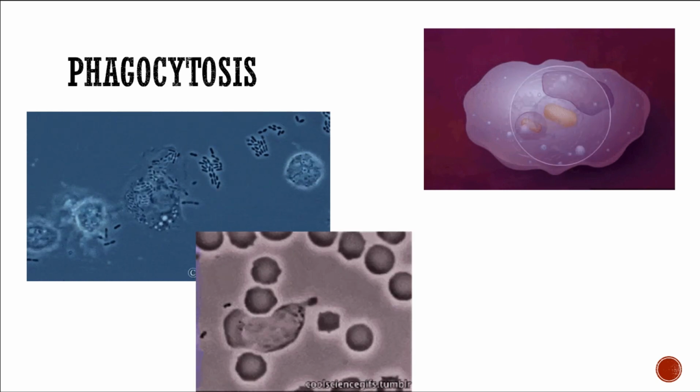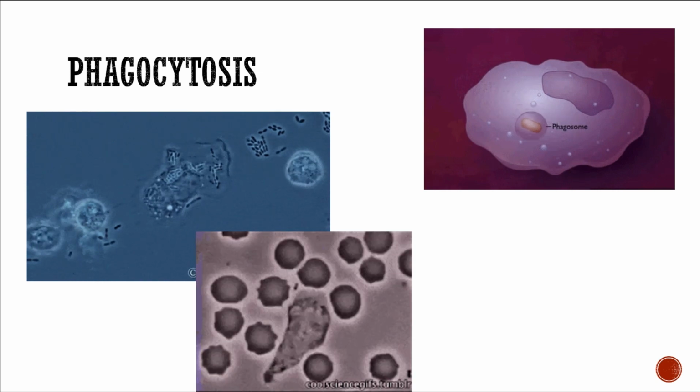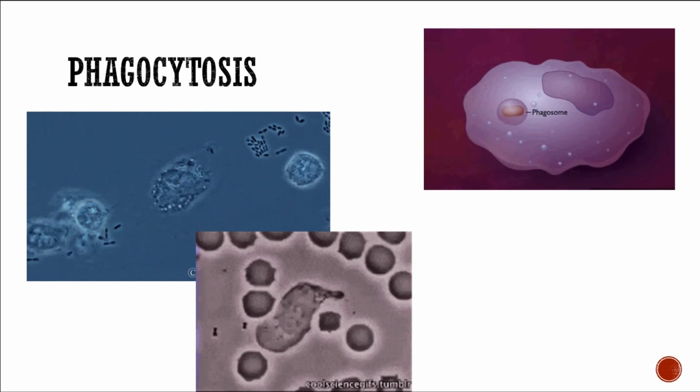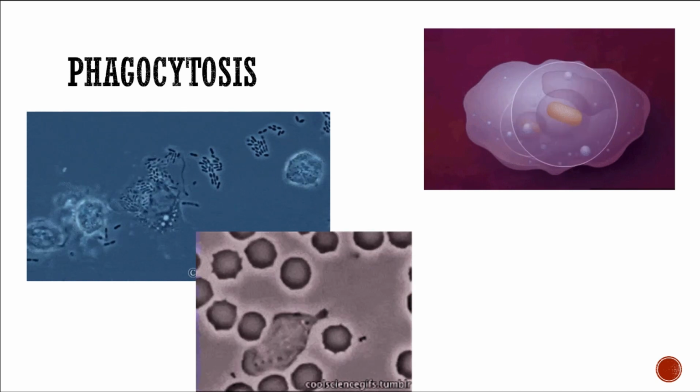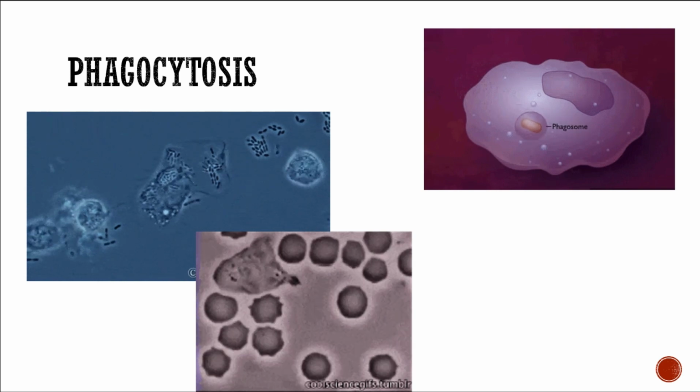It then ingests the bacteria. The ingested bacteria will be digested in the phagocyte. In the process of fighting with the bacteria at the site of the wound, some phagocytes are killed. These dead phagocytes, together with the dead bacteria, will form pus.